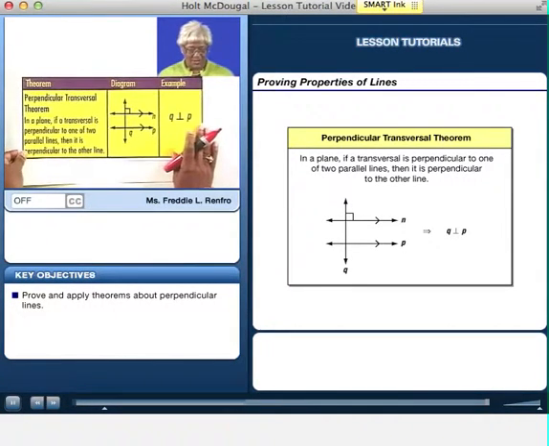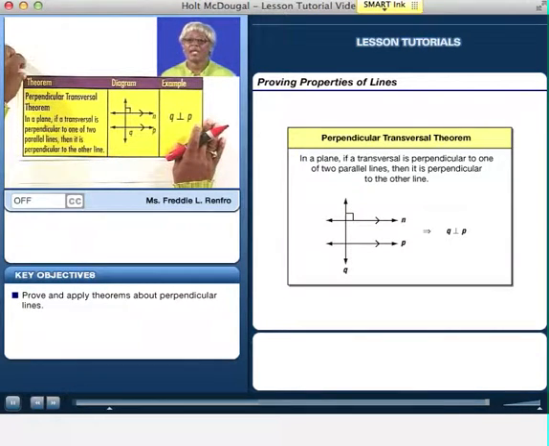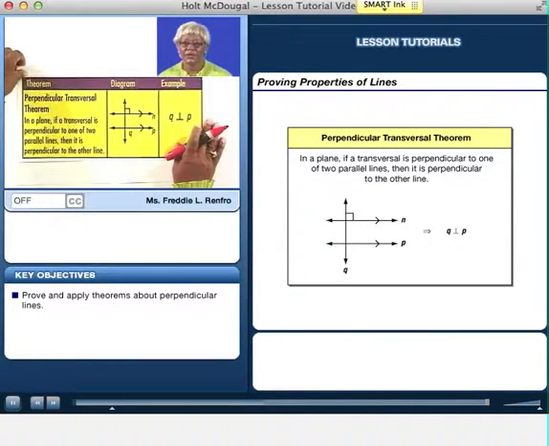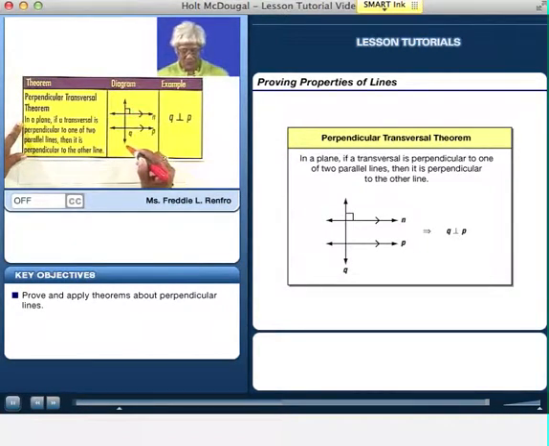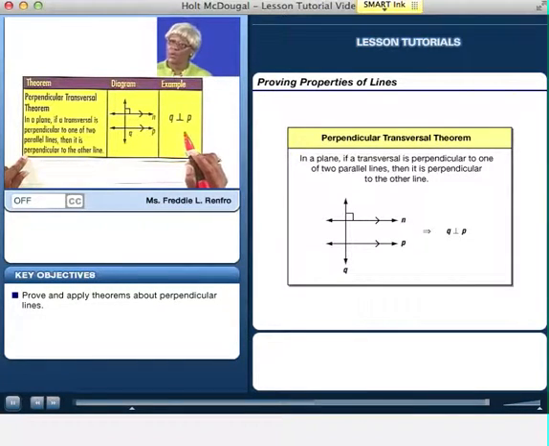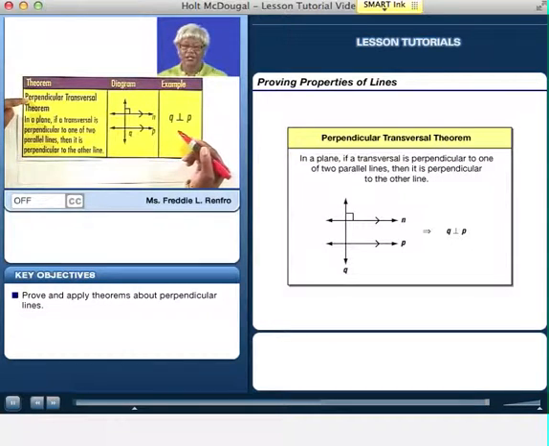One of the theorems is called the perpendicular transversal theorem, a very, very important theorem. It says that in a plane, if a transversal is perpendicular to one of two parallel lines, then it is perpendicular to the other line. Once more, it's called the perpendicular transversal theorem.